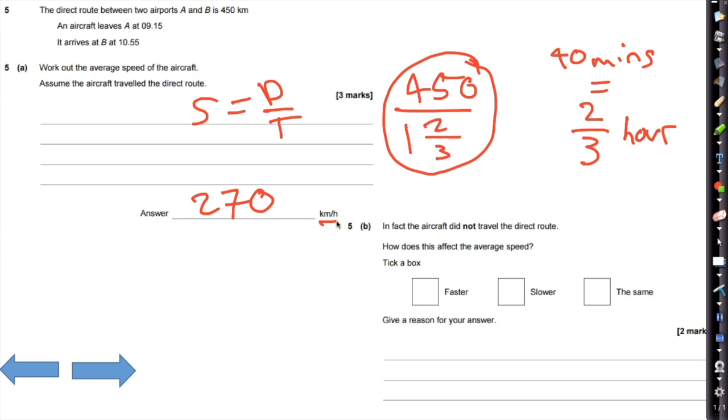270 kilometers per hour. Okay, this is how many hours it was. So our units are in hours, 1 and 2/3 hours, and our units at the top were kilometers. So it's 450 kilometers in 1 hour, 1 and 2/3 of an hour. So in your calculator, 450 divided by 1 and 2/3, 270.